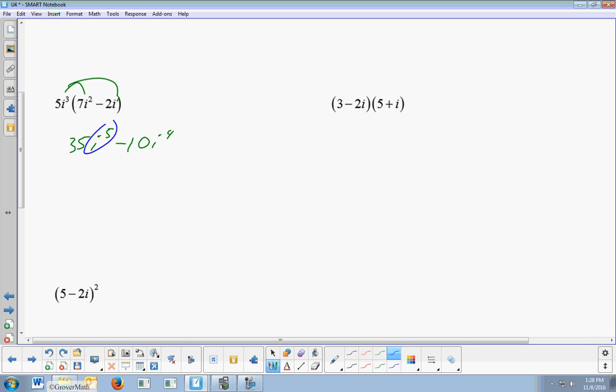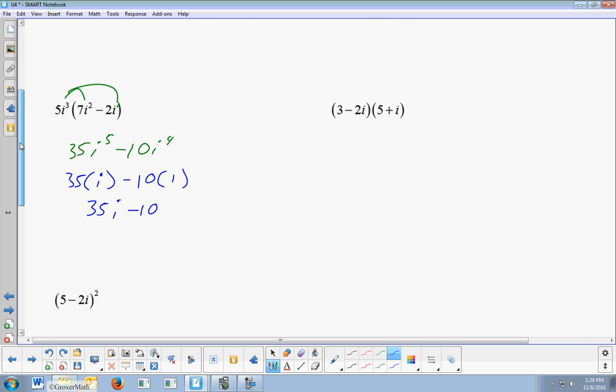i to the fifth and i to the fourth, what do they work out to be? Again, we know we could use our calculator for assistance here, but it's helpful to understand and really know the powers of i, because there are going to be some problems where the calculator can't do it all for you. So i to the fifth is just equivalent to i because it's 1 more than a power of 4. So it's like i to the first. i to the fourth is a power of 4, so that's simply equivalent to 1. And so this comes out to be 35i minus 10.